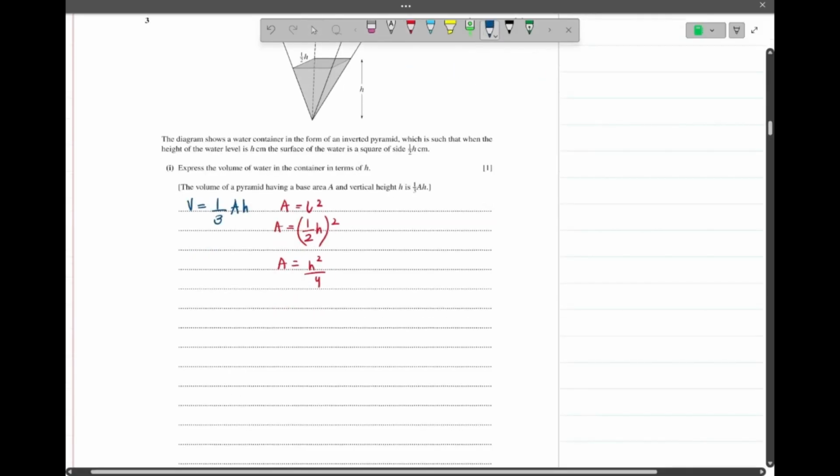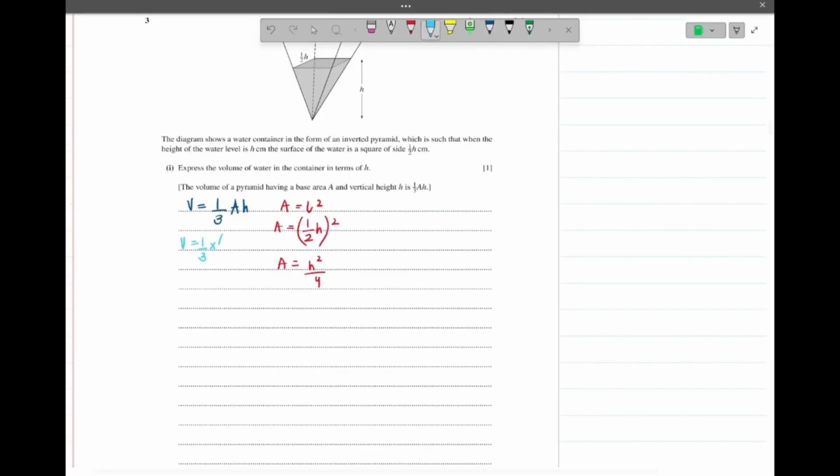Now I can just plug this in into this. Just move this over there. And h is going to be h. So this is going to come out as 1 over 12 h cube.